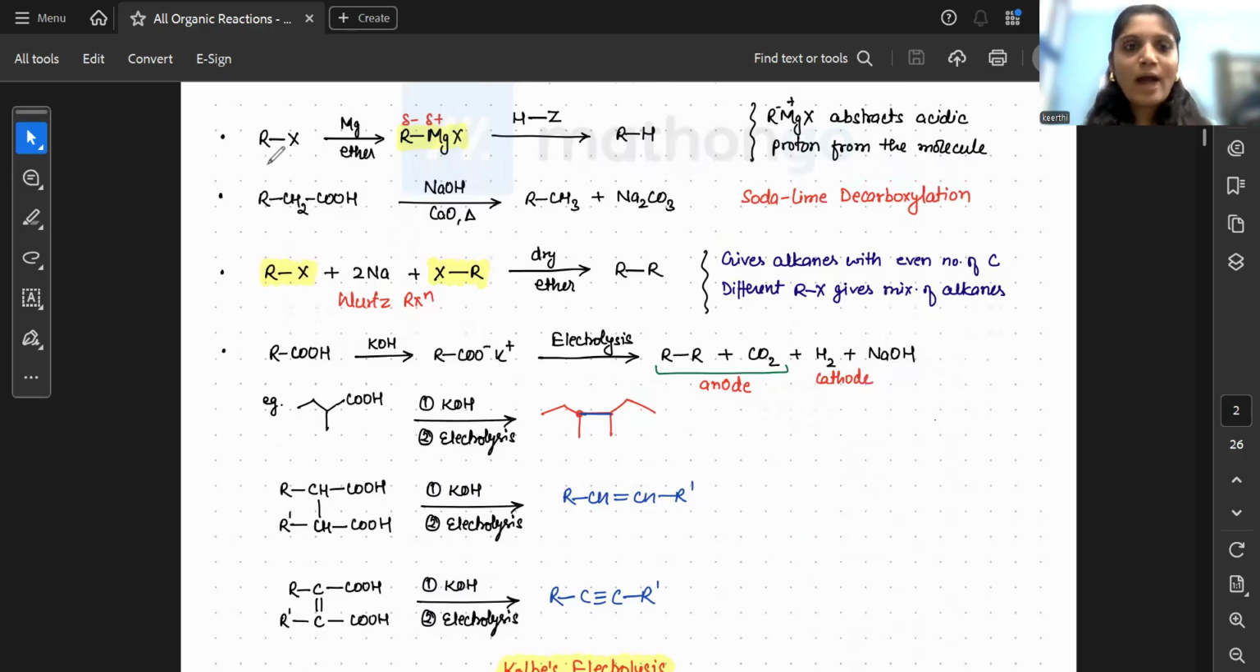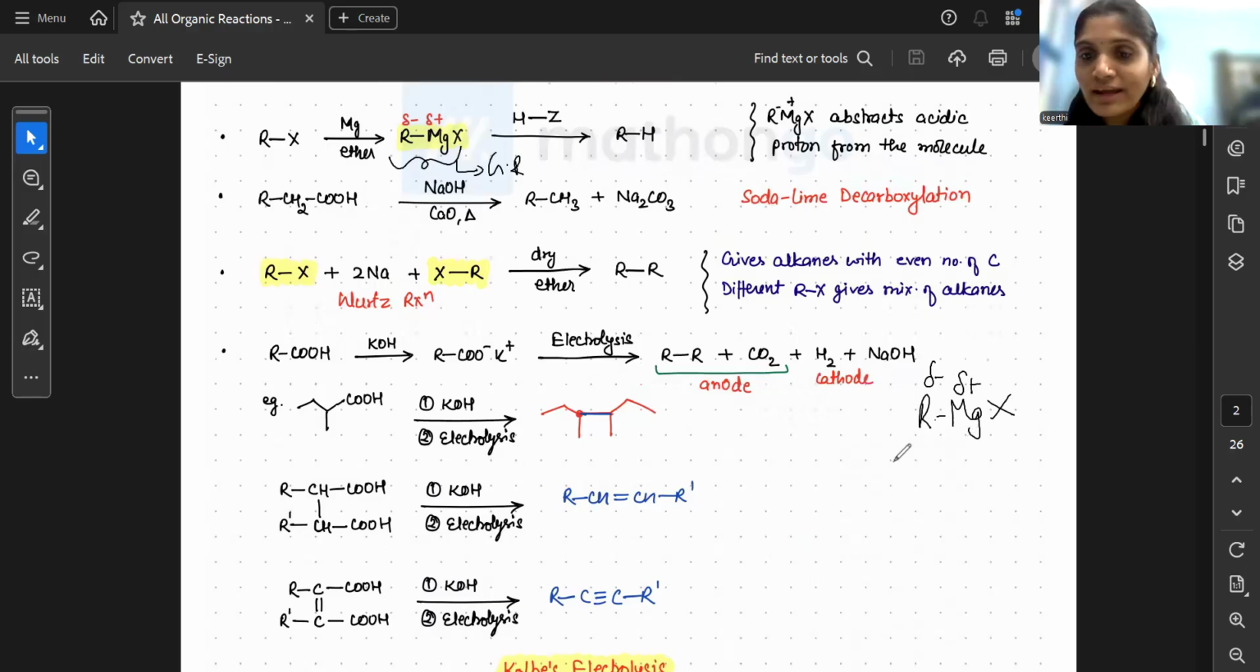Now what am I doing? I'm taking an alkyl halide and I'm treating it with magnesium and ether. Then what do you get? You get RMgX. What do we call this RMgX? We call it Grignard reagent. Now I want to mention a little bit about Grignard reagent. This is a very rare case where your alkyl group has partial negative charge. Usually alkyl groups hold partial positive charge, but in Grignard reagent, your alkyl group holds a negative charge.